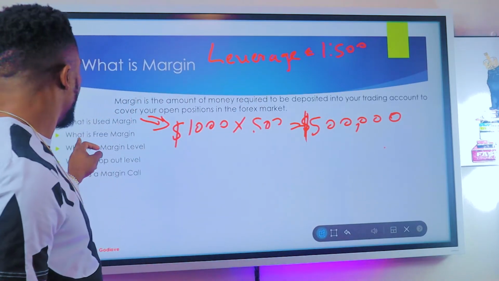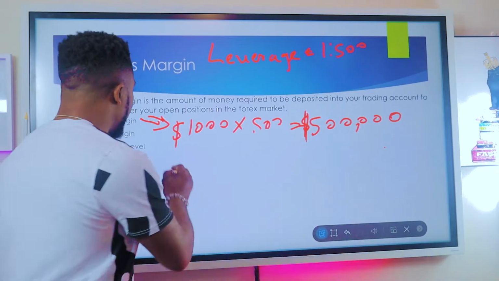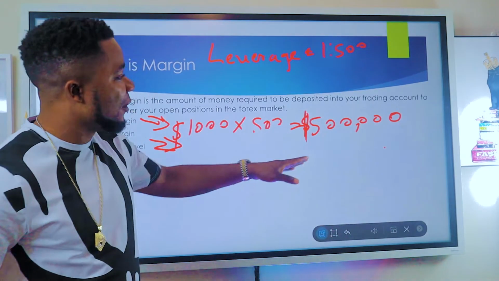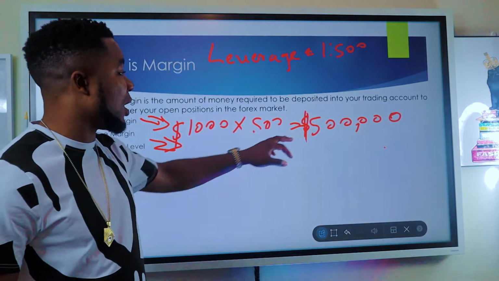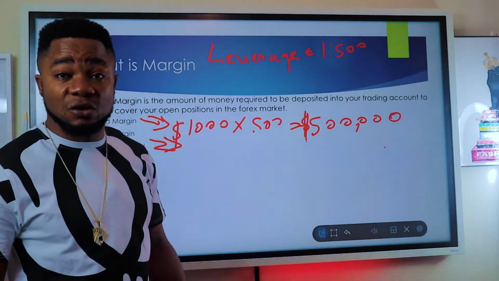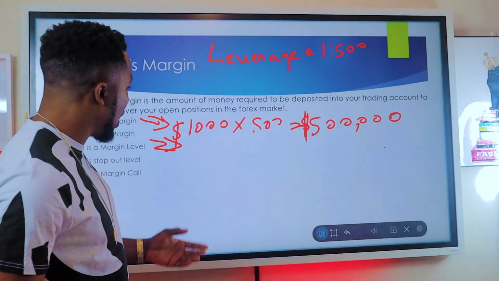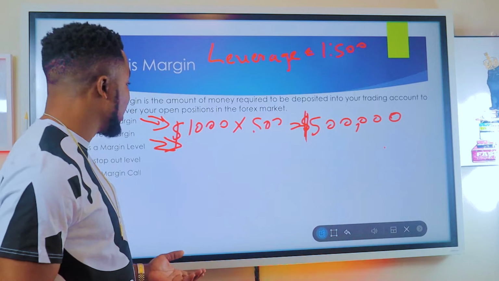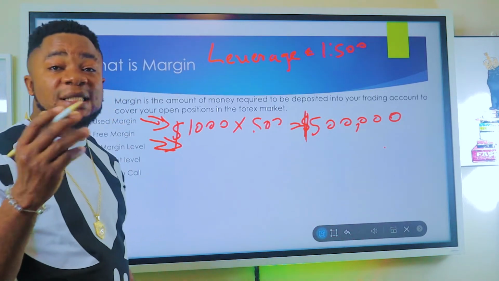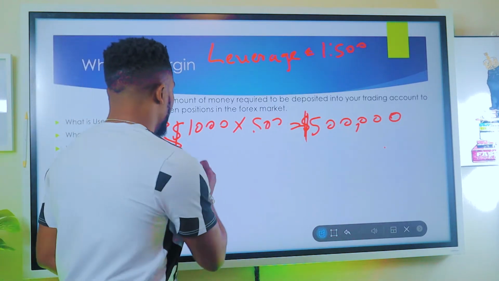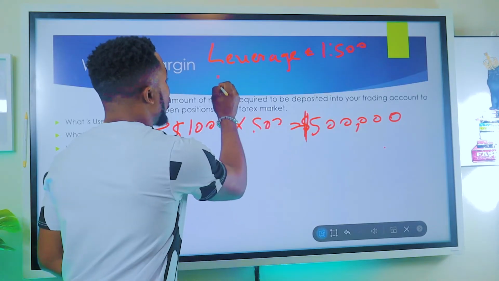Now let's go to what is free margin. Let's say you've deposited $1,000 into your account and you have a margin now of $500,000 because of leverage. You now place a trade. Right? Let's just assume you use a standard lot. A standard lot is just one lot size.